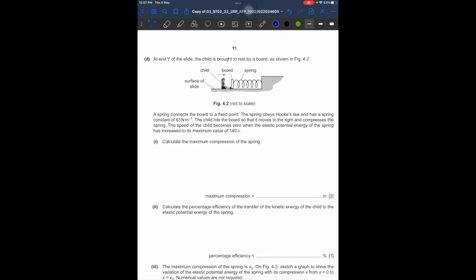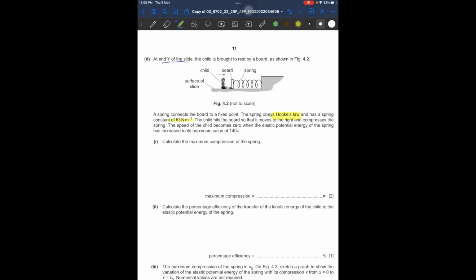Okay, then it's not over yet. At the end of the slide, the child is brought to rest by a board, which we can see here, and there's a spring attached. The spring connects the board to a fixed point. The spring obeys Hooke's law, and the spring constant is given, which is 63 newton per meter.